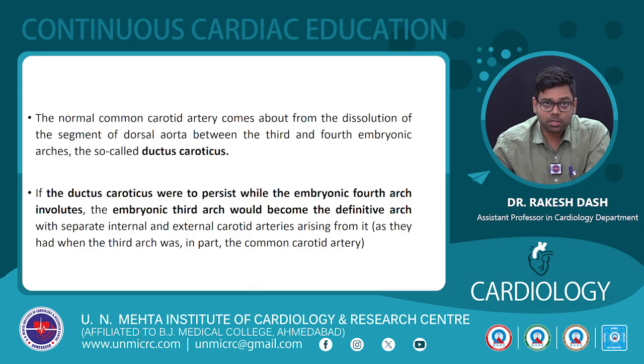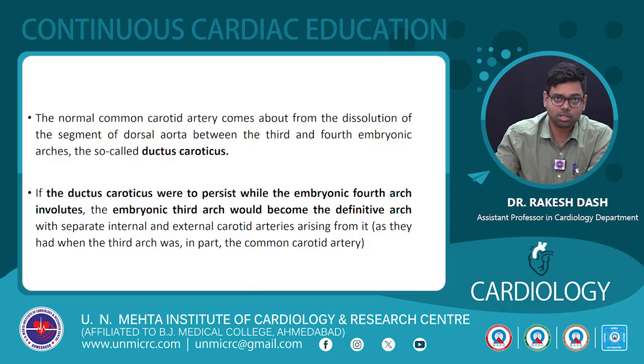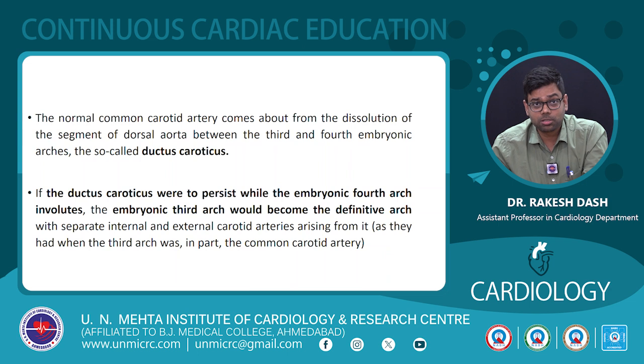So, the normal common carotid artery comes about by the dissolution of the segment of dorsal aorta between the third and fourth embryonic arches, the so-called ductus caroticus. But if the ductus caroticus were to persist while the embryonic fourth arch involutes, the embryonic third arch would become the definitive arch with separate internal and external carotid arteries arising from it.